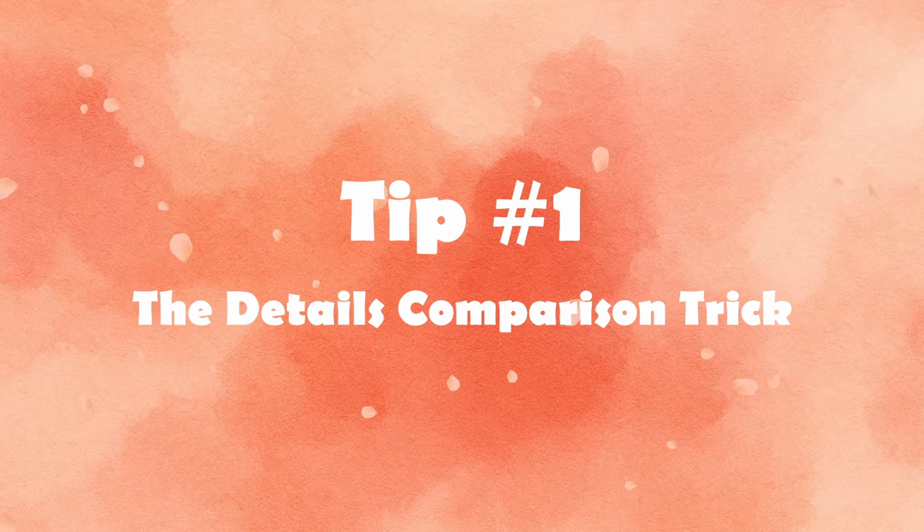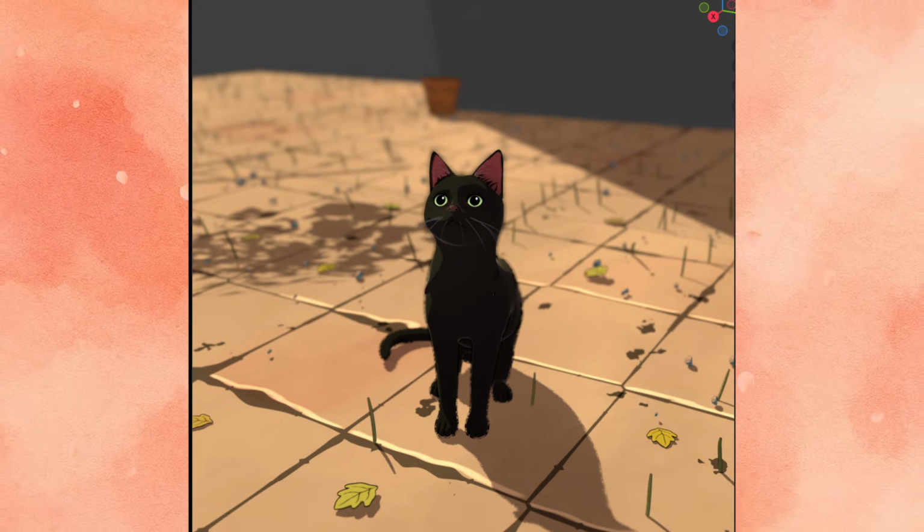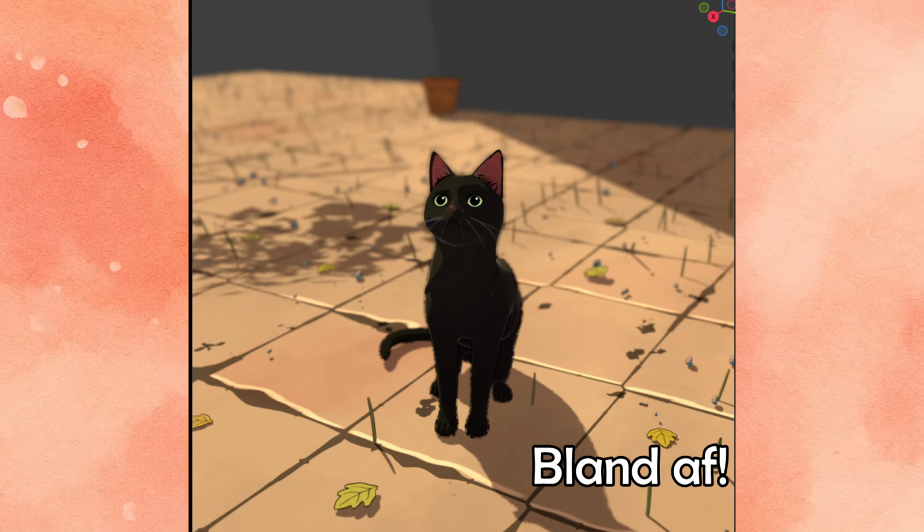So tip number 1 is the details comparison trick. So now let's go back to the beginning of when I was making this. You'll notice that the floor and pretty much everything looks super bland. There's really no character to it whatsoever. Now, a lot of artists would just sit there and say, it's fine enough, and hit render. But what I did to improve it was something I like to call a detail comparison.